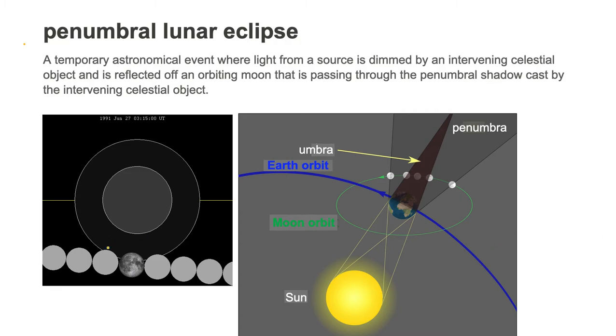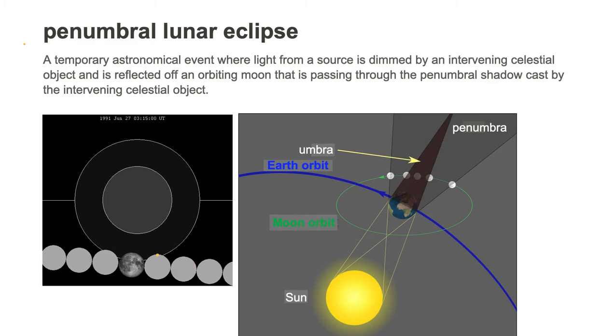On the left, we have this penumbral lunar eclipse. We've got this moon that's passing through the penumbral shadow. So the umbra, which is the center portion, is the deepest, darkest portion of the shadow cast by the intervening celestial object, and the weaker shadow is the penumbra, which is the outer circle. As we can see with this moon, it's passing through a portion of the penumbra.